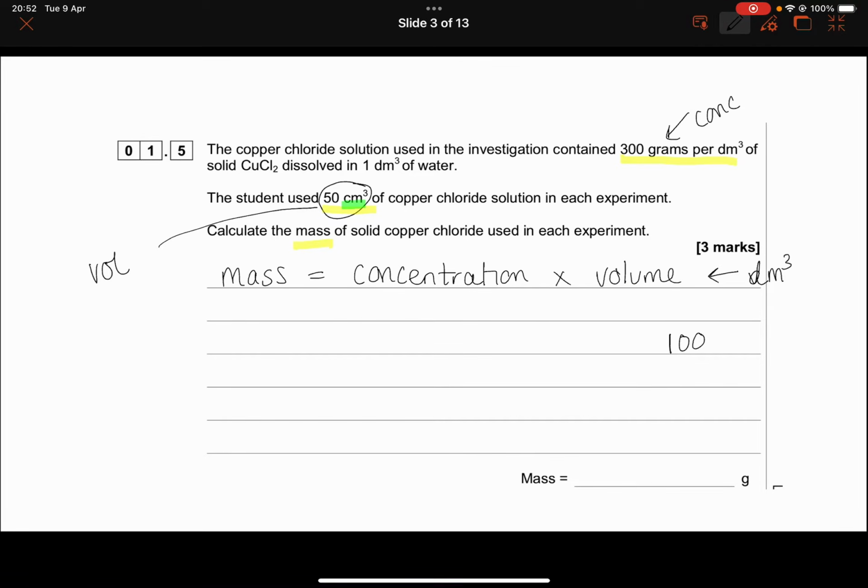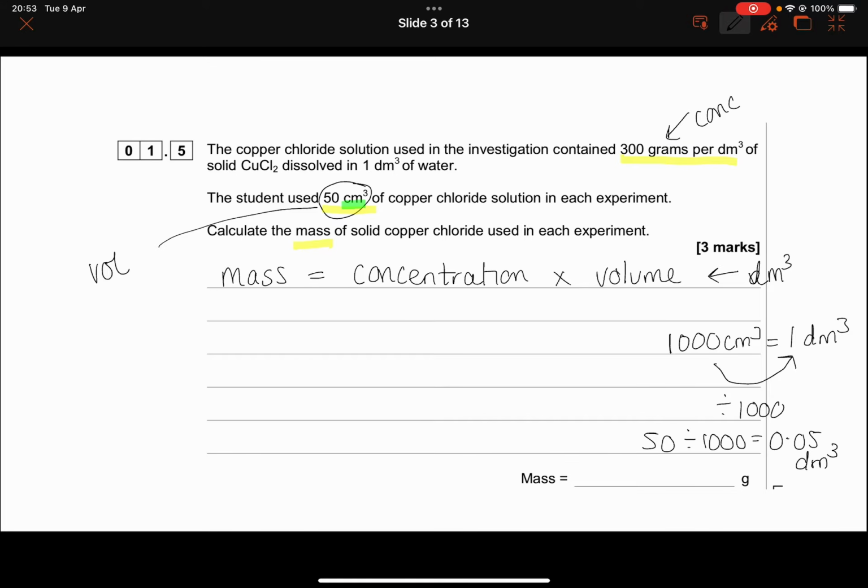There are 1,000 centimetres cubed in 1 decimetre cubed. So if we want to convert from centimetres cubed to decimetres cubed, we need to divide that number by 1,000. So the volume is 50. 50 divided by 1,000 gives me 0.05 decimetres cubed. And you do get a calculator in your exam, so please, you might be feeling a little bit panicked, you might just make the odd mistake and get the decimal place in the wrong space, so use your calculator just to double check you've got that number right.